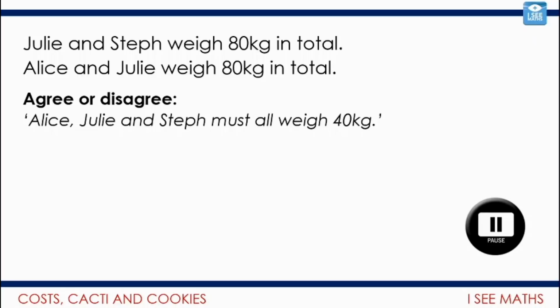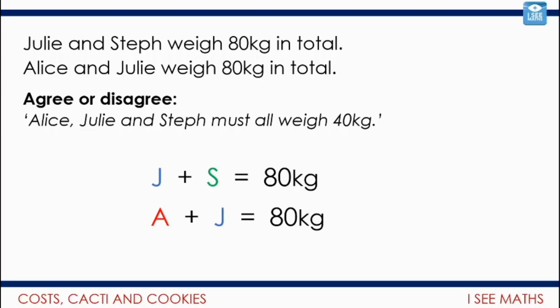Okay, well, let's have a little look. I'm gonna write the sentences. I'm gonna try and make them simpler by representing them like this. So the J represents Julie, the S Steph, and the A is Alice. So J plus S equals 80, and A plus J equals 80. And I agree that it could be that they all weigh 40 kilograms. 40 plus 40 equals 80, and we have that both times around.